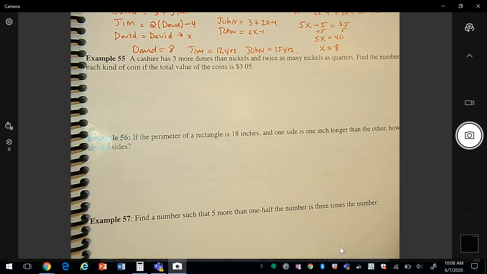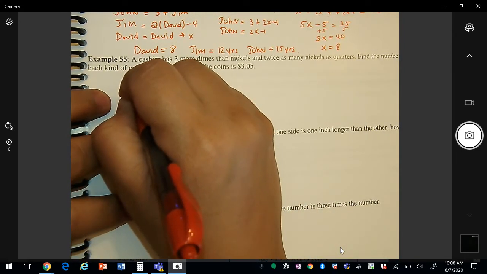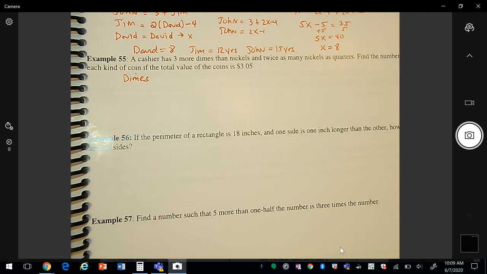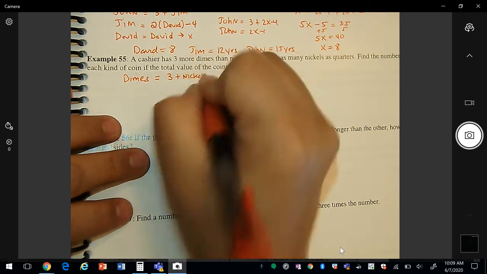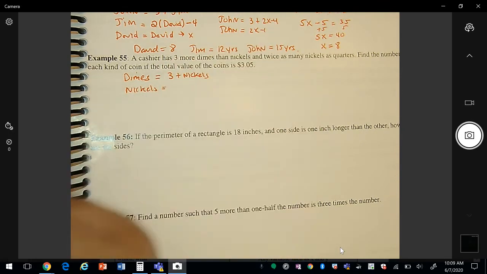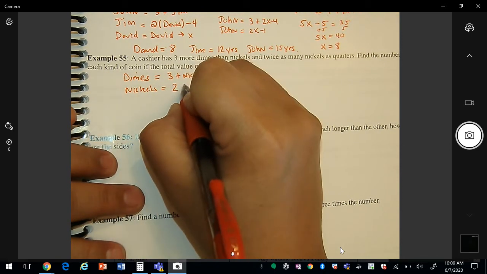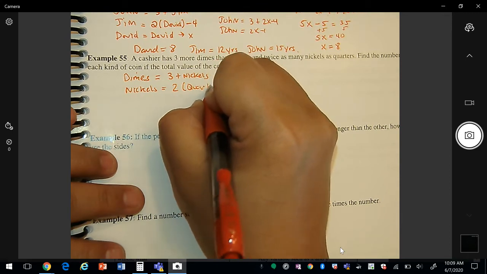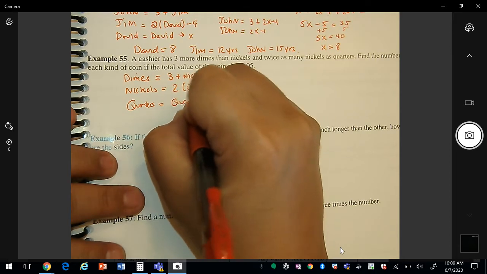A cashier has 3 more dimes than nickels and twice as many nickels as quarters. Find the number of each kind of coin if their value is $3.05. So a cashier has dimes, and she has 3 more dimes than nickels. So that's going to be 3 plus the nickels. And then for the nickels, we know that it's twice as many nickels as quarters. So 2 times the quarters. And then quarters is just going to be quarters.